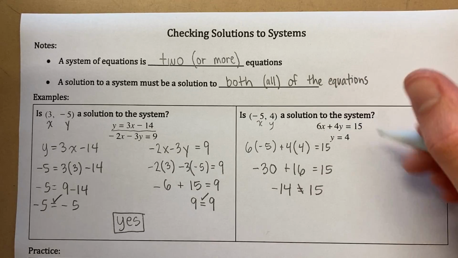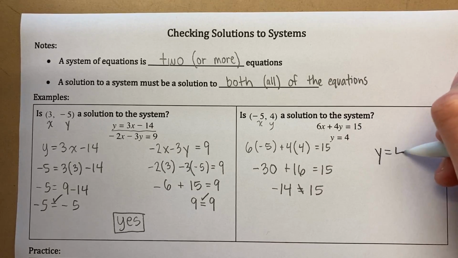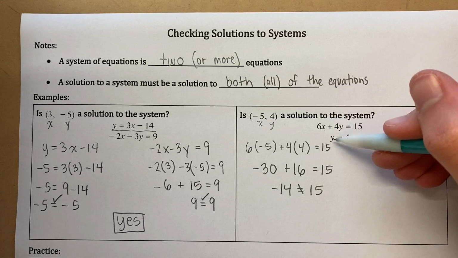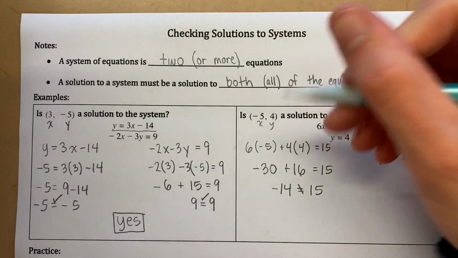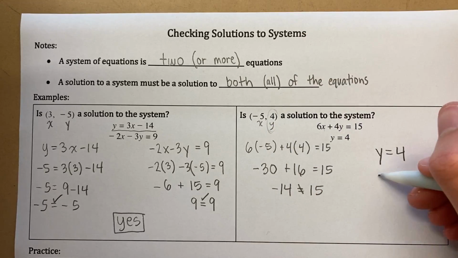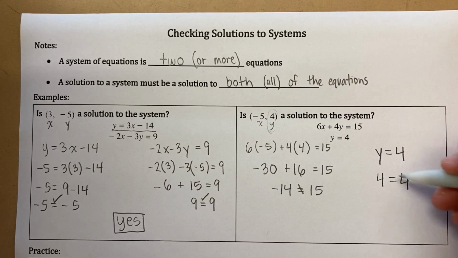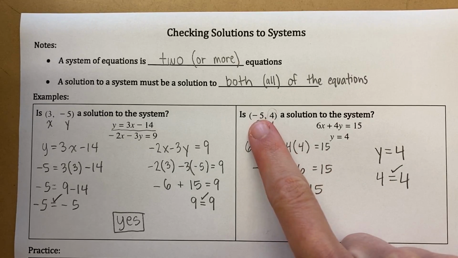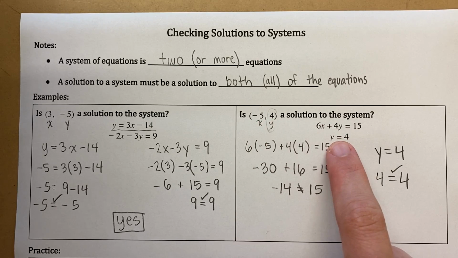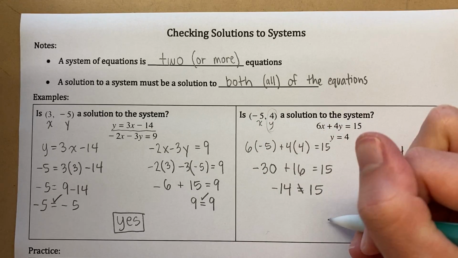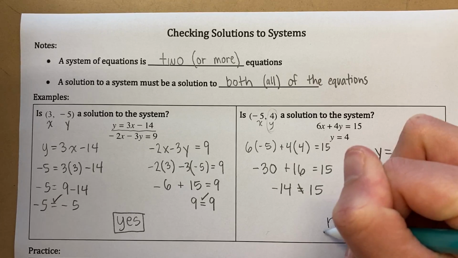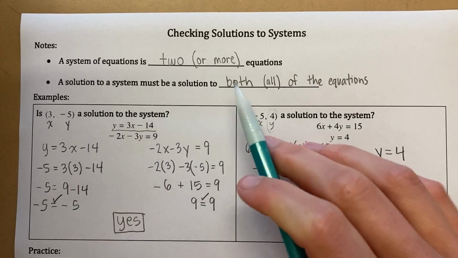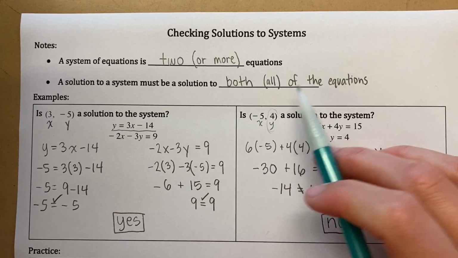Let's just take a quick look at this other equation. The other equation is y equals 4. Now notice, this one doesn't even have an x in it. It only has a y in it. That's okay. If I were to plug in my y, I would get 4 equals 4, and this is true. So had this one been a yes, and this one was a yes, I would have had a yes. But since this point is only a solution to this second equation and not to this first equation, it is not a solution to the system. Because remember, in order for it to be a solution to the system, it must be a solution to both of the equations.